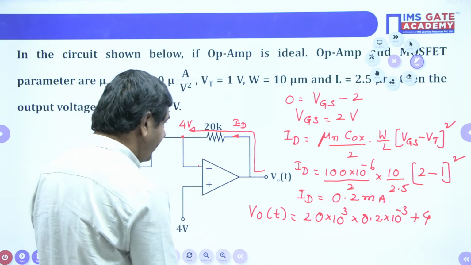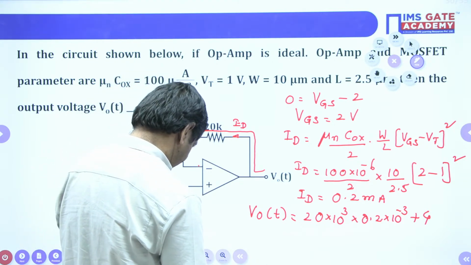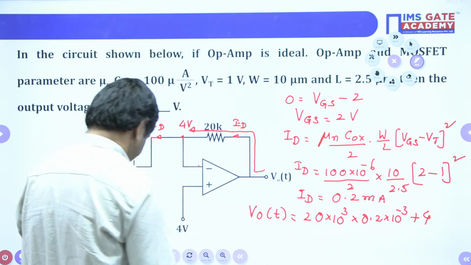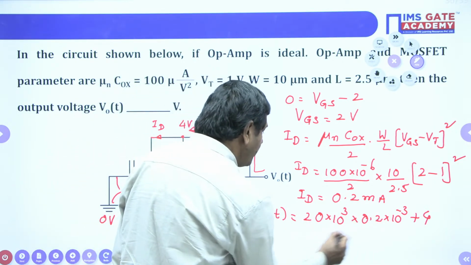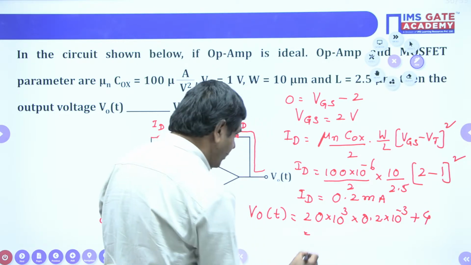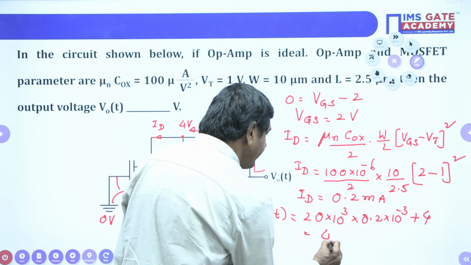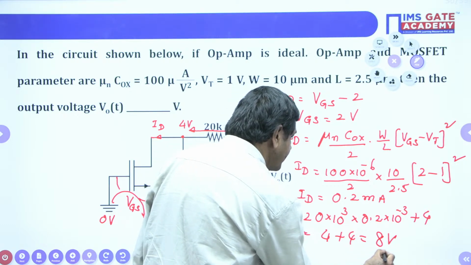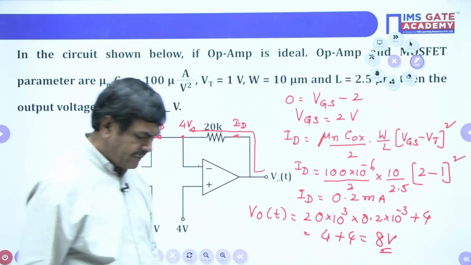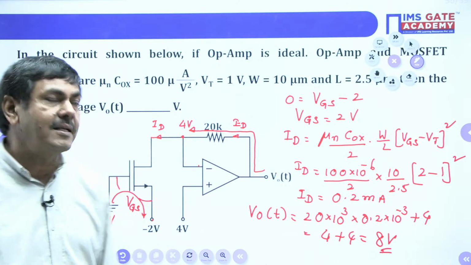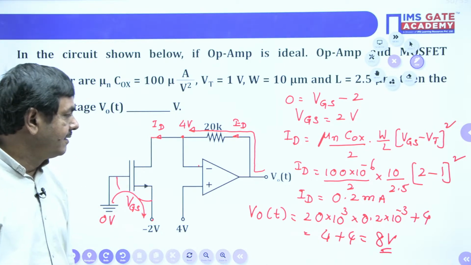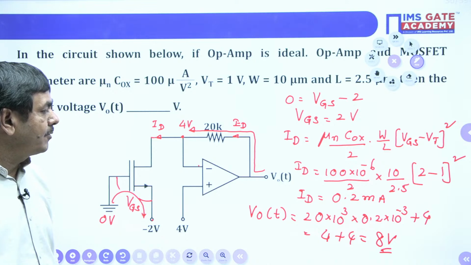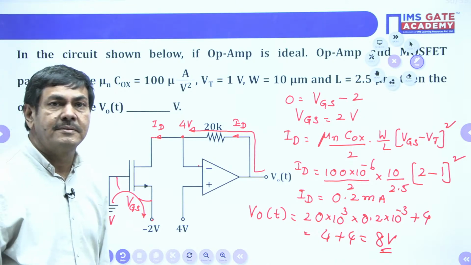Simplify this value. 20 into 0.2, what do we get now? 4 volts, plus 4. 4 plus 4, we get 8 volts as the answer of this problem. Yes, finally the answer is 8 volts. That is the answer for this question. V0 of t from the given problem is 8 volts.